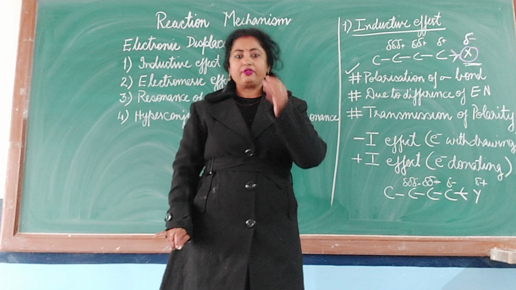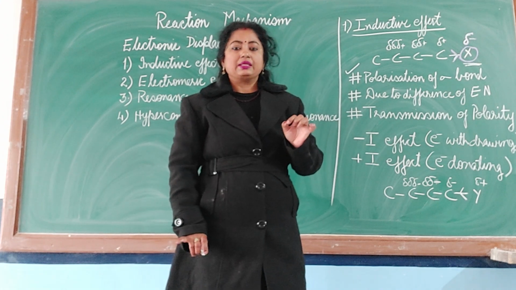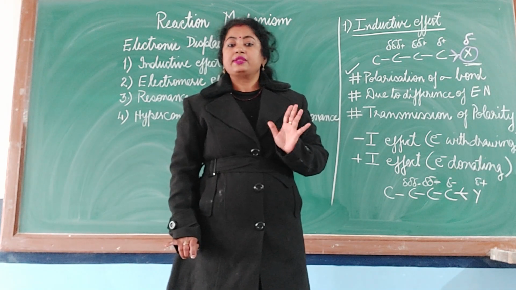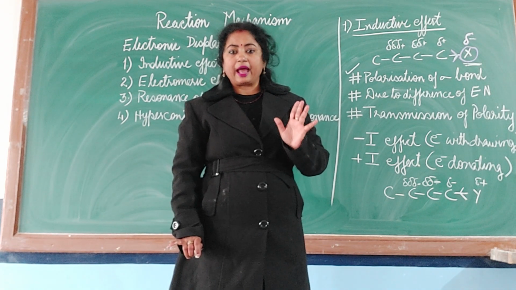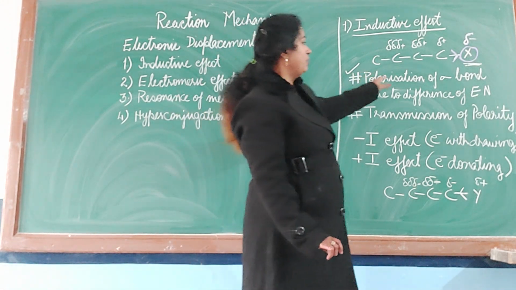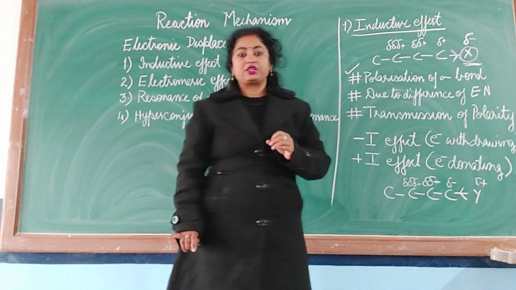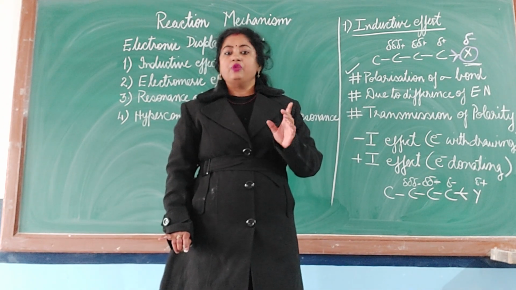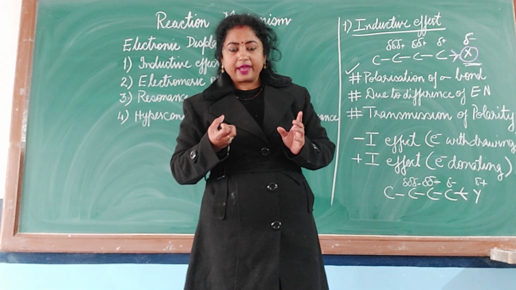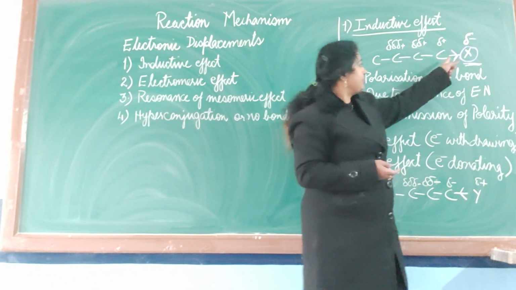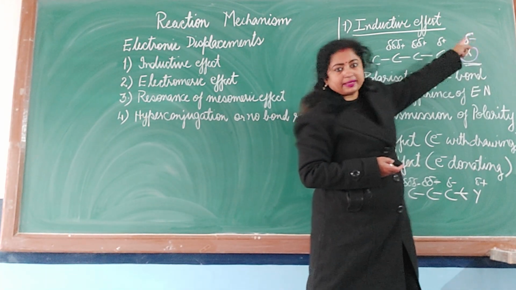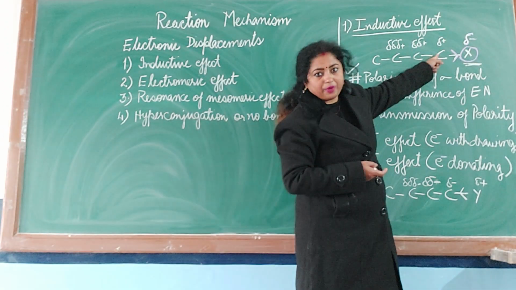I will give you the points which you have to remember while studying this inductive effect. The first thing is the molecule should contain only sigma bonds. The inductive effect can be seen when the molecule contains only sigma bonds. Here, the first thing happening is polarization of the sigma bond. When the other element, which is more electronegative than carbon, pulls the electron towards itself, it bears a slightly negative charge, and the carbon bears a slightly positive charge.